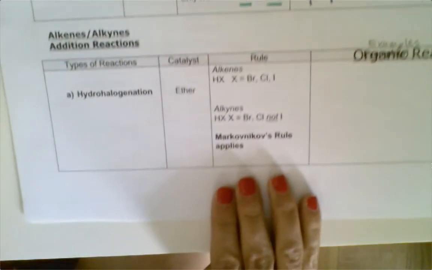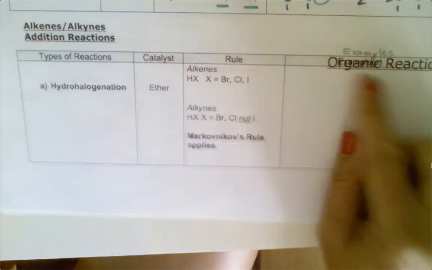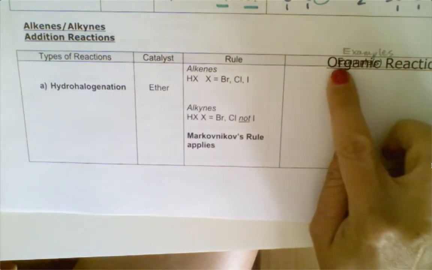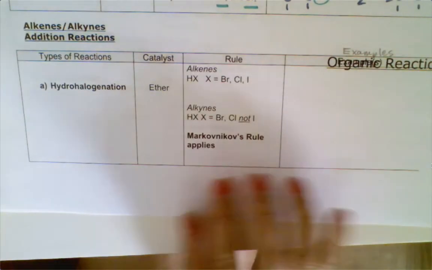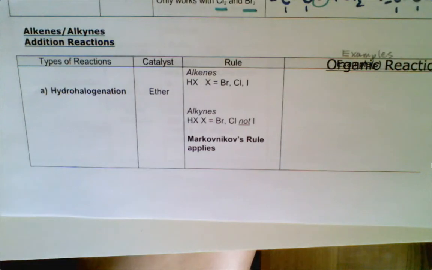Now, moving on to alkenes and alkynes, notice that when I printed this, my title got moved down to here by accident, but this should say examples. Alkenes and alkynes undergo a number of different types of addition reactions, and the subcategories of those addition reactions are called hydrohalogenation, halogenation, hydrogenation, and hydration reactions. And we're going to take a look at each of those.